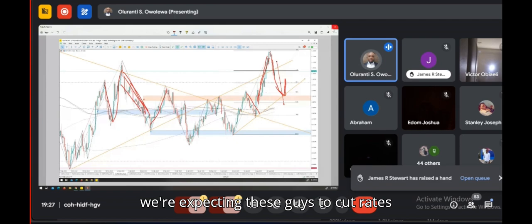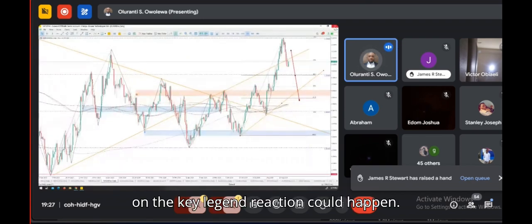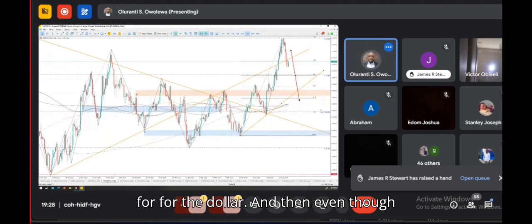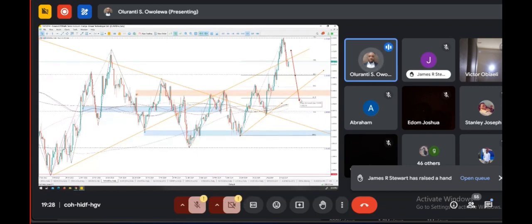So of course we're expecting these guys to cut rates this month, but before then we still have NFP in front of us. We still have some other news that may be dollar positive, and the dollar is actually at a key level where a reaction could happen. So all of these things put together should just give you a clue that it's possible we have a short-term relief rally for the dollar, and then even though the month is not looking good for the dollar because of the rate cut, of course it's also been overpriced. It's been really priced in already.